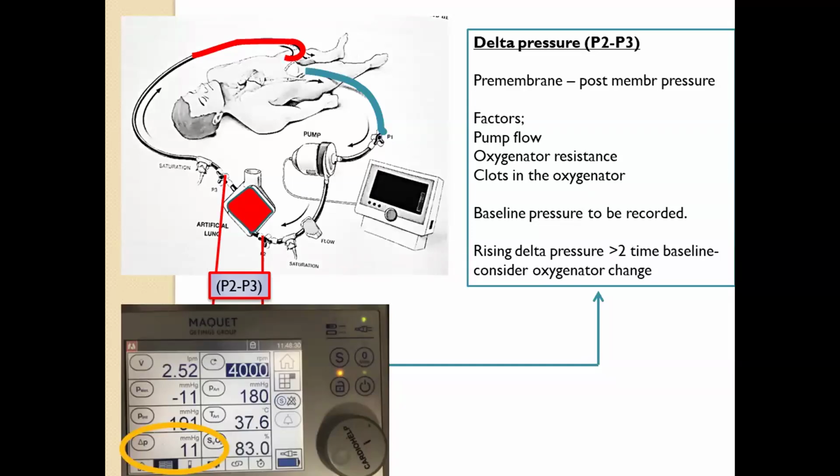So whenever we start the patient on ECMO, we monitor and record the baseline delta pressure. And if the delta pressures are rising, the trend in delta pressure is more important than absolute numbers for us to understand whether there's a problem happening.